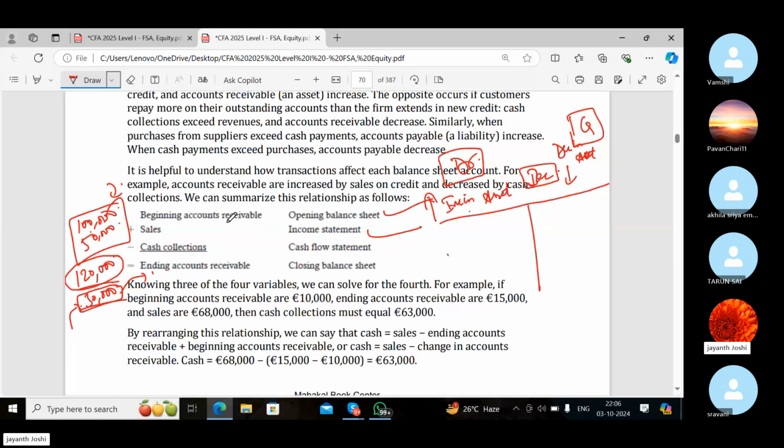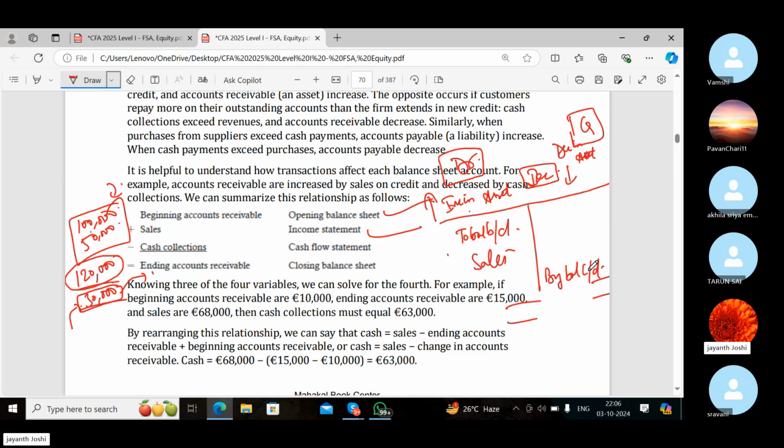Now, beginning accounts receivable, I'll write as balance brought down here. Now I'm making sales. So when I make sales, that will increase my receivables, right? So I'll write sales here. And this is my balance brought down, and here comes my balance carried down.